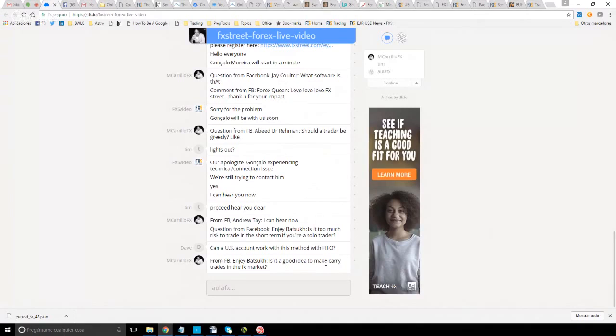US account work with this method? Yes, in fact, I'm asking about the first in, first out rule. If there is a way to work with this method, yes. Simply, you have to have two accounts, one for the long exposure, another for the short exposure. Ideally, you choose a broker or agency which allows you to make fast swaps between the accounts. And you can circumvent the rule.